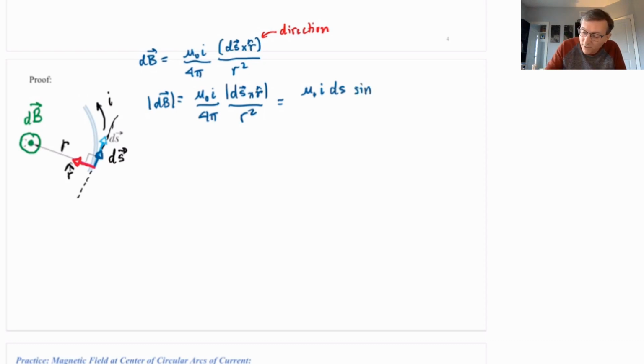But look at the picture. Look at that little right angle symbol. ds is tangent to the circle, r hat's along the radius. That's a 90-degree angle, isn't it? So I'm just taking the sine of 90 degrees, which we know is positive 1. And all of this is over r squared. So this simplifies to mu 0 I ds over r squared.